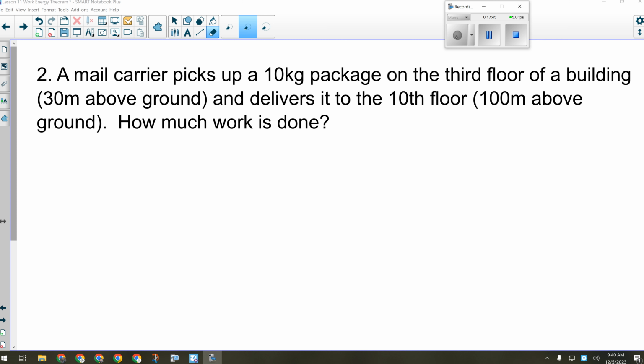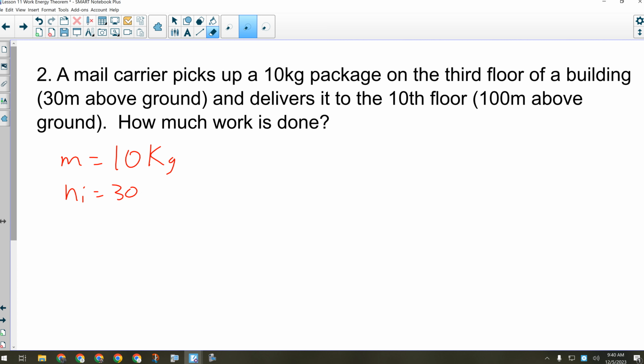So I have the mass of this parcel. It's 10 kilograms. It's on the 3rd floor of a building, 30 meters above the ground, and they're going to the 10th floor, 100 meters above the ground. So what's the height? 70 meters. Or I can say the initial height is 30, and the final height is 100. It's going to come out to the same thing either way. And I also know that g is 9.81 meters per second squared.